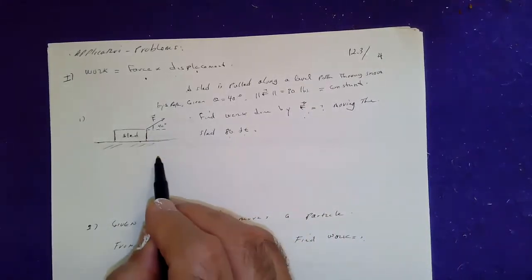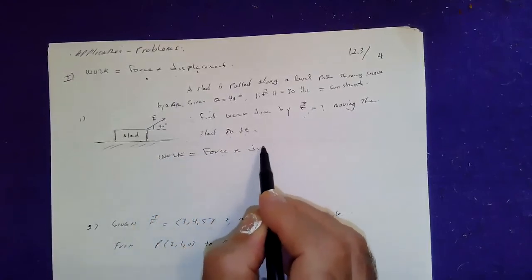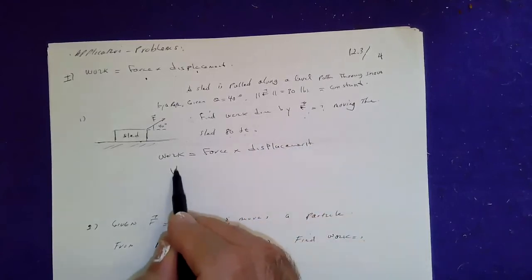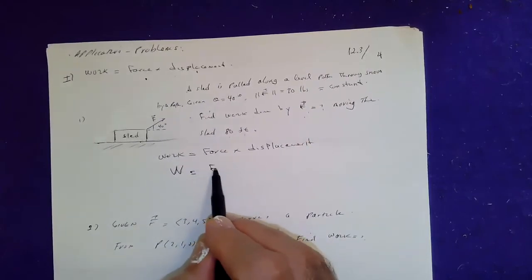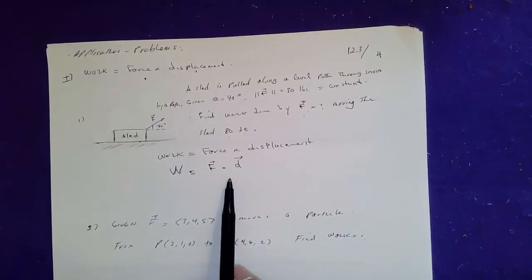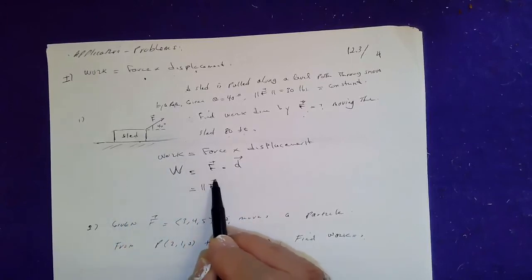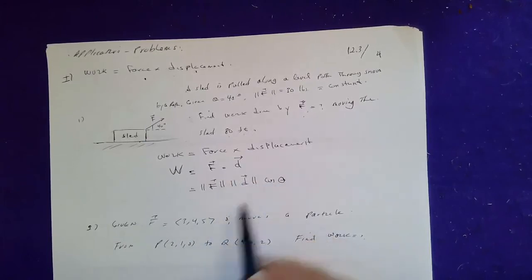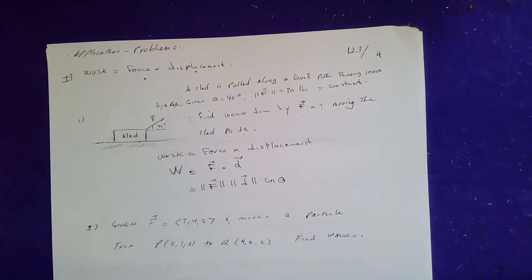Okay, so remember the formula is work equals force times displacement. Work is shown by W, and this would be F dot D, that's the dot product. However, I do know the angle, so I'm going to use the alternative formula, which is the magnitude of F times the magnitude of D times the cosine of the angle between the force and the horizontal.